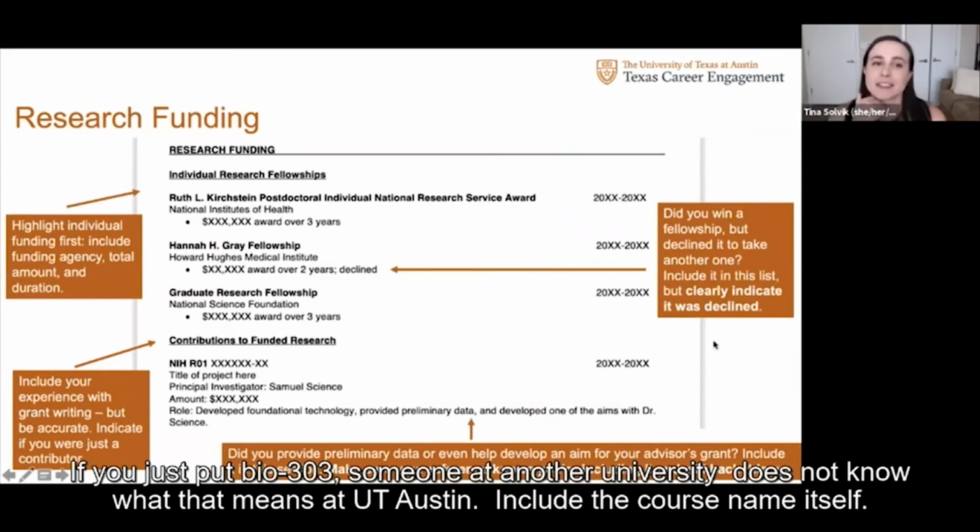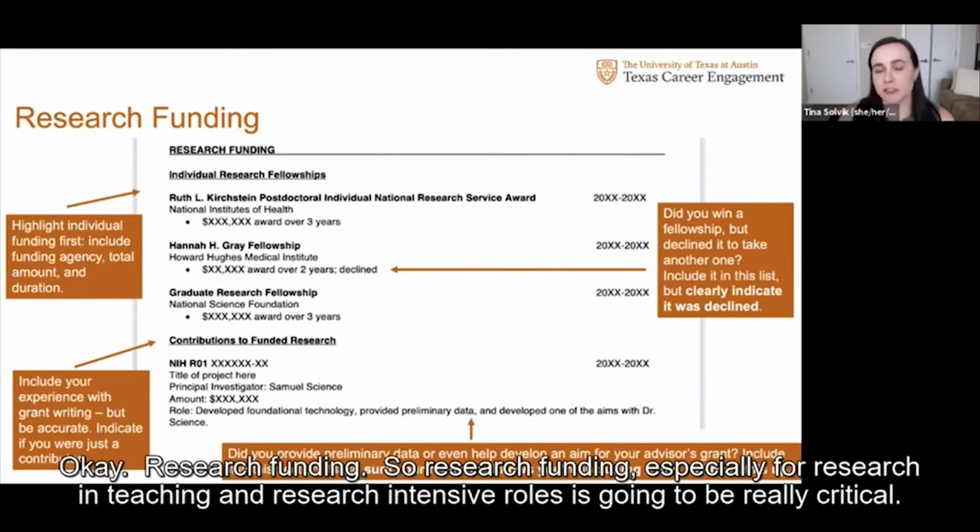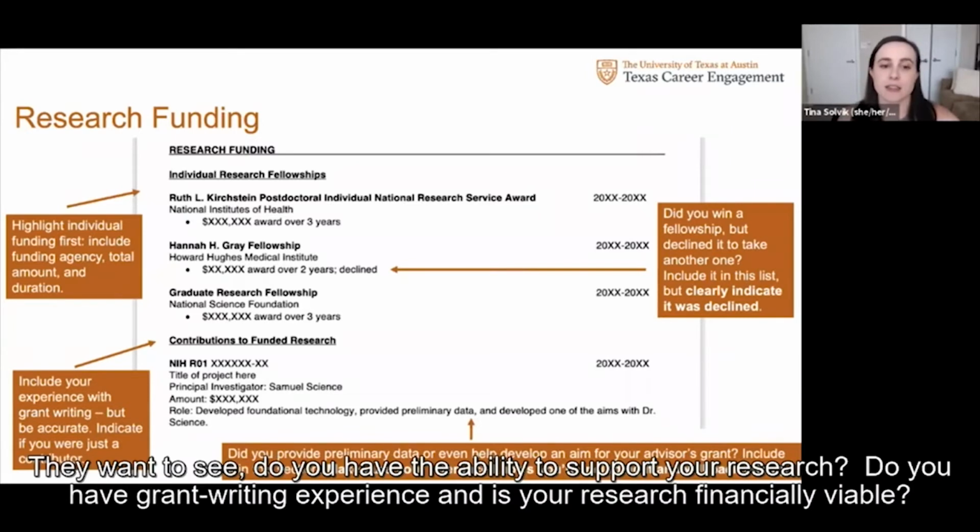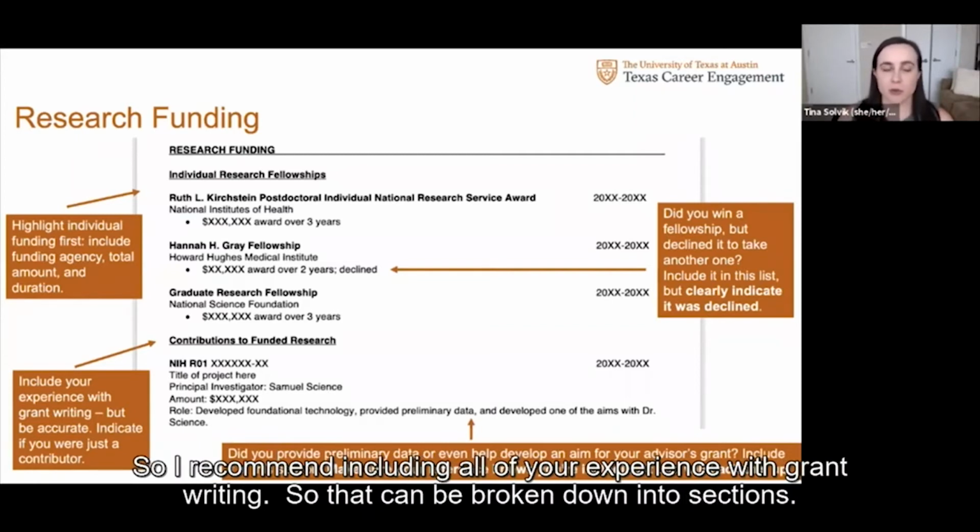Okay, research funding. Research funding, especially for research and teaching and research-intensive roles, is going to be really critical. They want to see: do you have the ability to support your research? Do you have grant writing experience, and is your research financially viable? So I recommend including all of your experience with grant writing.